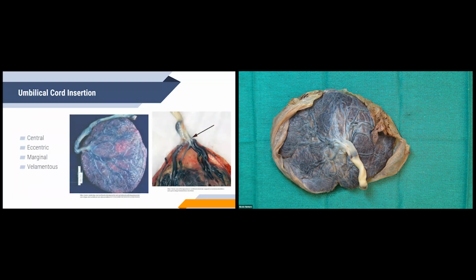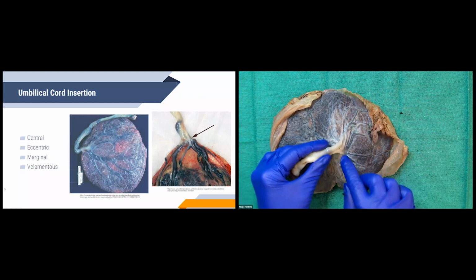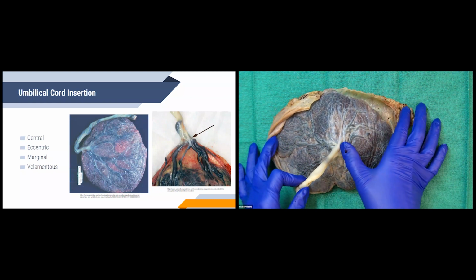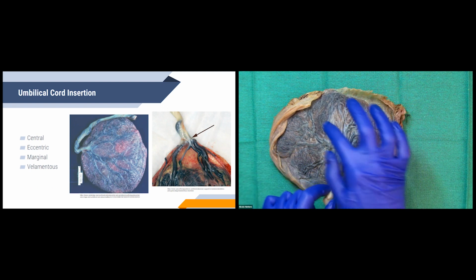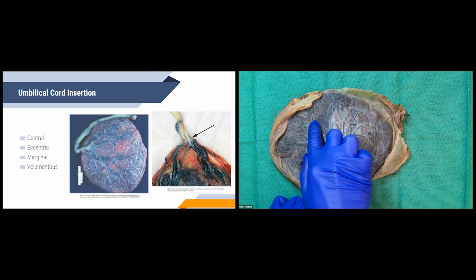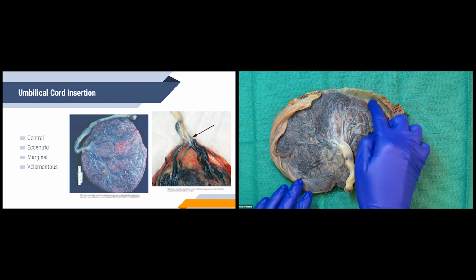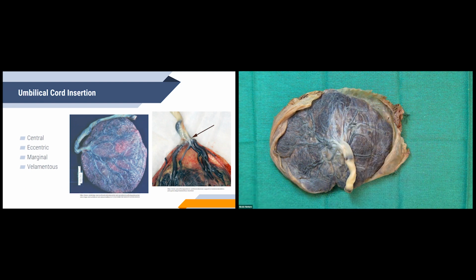So the umbilical cord insertion can either be central, so that would be right in the center, which looks to be the case for this placenta out for today. It looks like it's right in the center. It can be eccentric, so that would be a little off center, so maybe around here. It could be marginal insertion, so that would be where it's less than 2 centimeters from the placental disc edge. And that's shown in the picture on the PowerPoint screen there on the left-hand side. Or it can be filamentous insertion, which is shown on the right-hand image there.